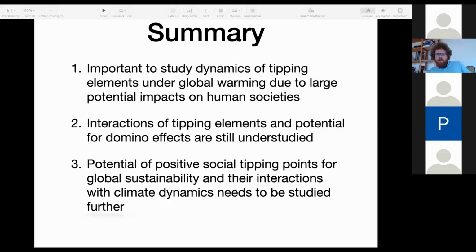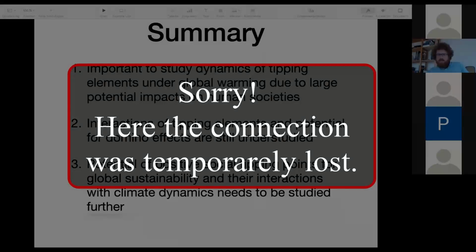So I think it's important to study the dynamics of tipping elements under global warming, because there are potentially very large impacts to human societies. The same holds, of course, maybe even more for potential tipping cascades or domino effects. But the interaction of tipping elements and the potential for such cascades is still poorly understood, particularly with process-based models. So we really need, I think, process-based models in perspective, which can be used to study these types of questions.